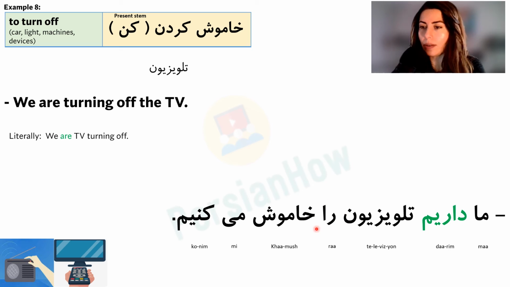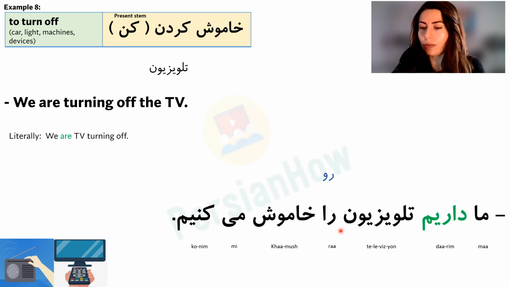So why do we have ra here? Ra is triggered because we are turning off the TV, we're referring to a specific object. And خاموش کردن is a transitive verb. It's چیزی را خاموش کردن. So چیزی here is television.